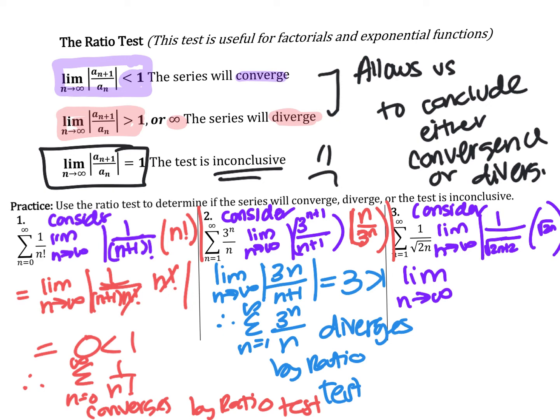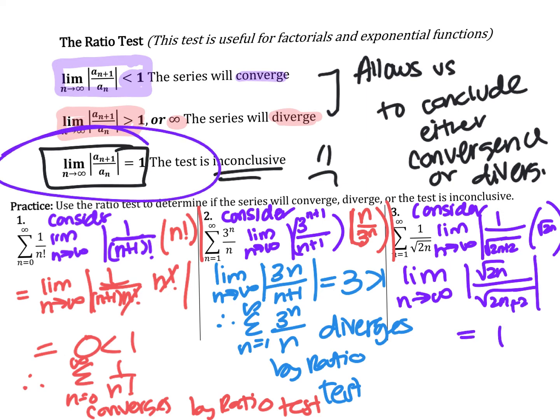This is going to become the limit as n approaches infinity of the absolute value, which is sort of unnecessary at this point, of the square root of n over the square root of 2n plus 2. And that limit is going to be equal to 1. And this is the only time that the ratio test isn't going to tell us anything. So the ratio test is inconclusive here.